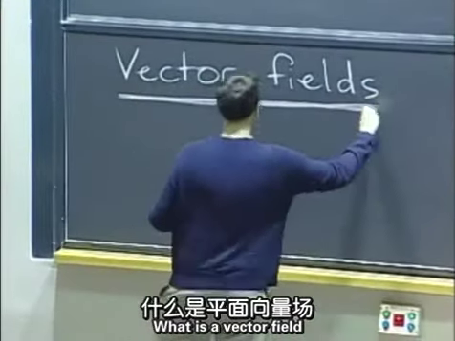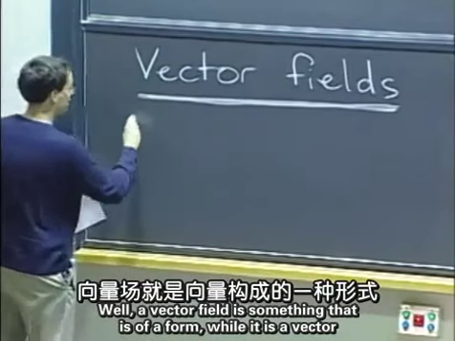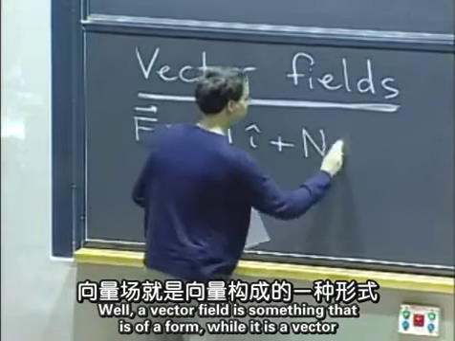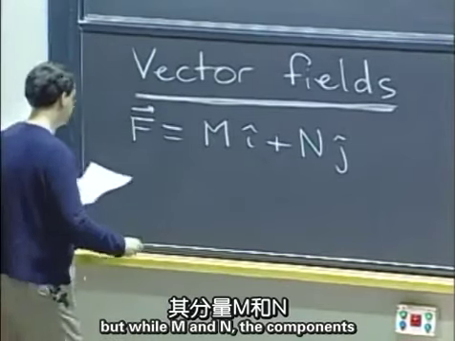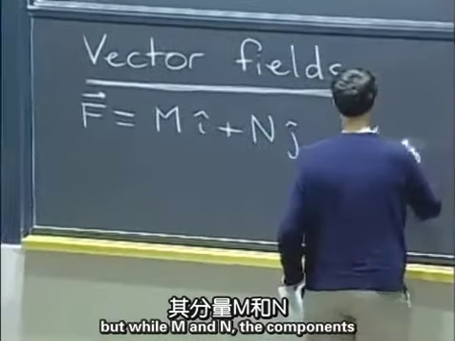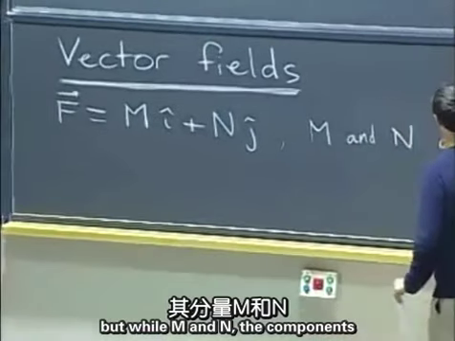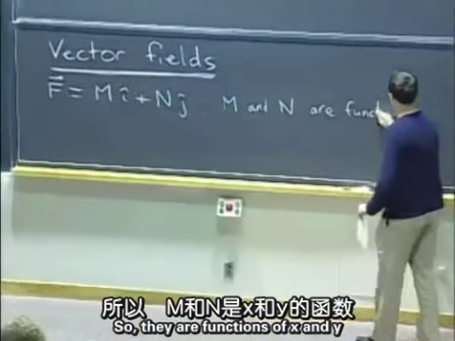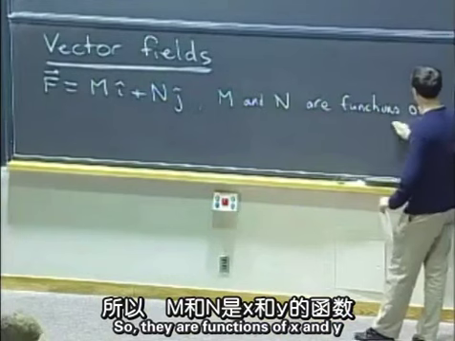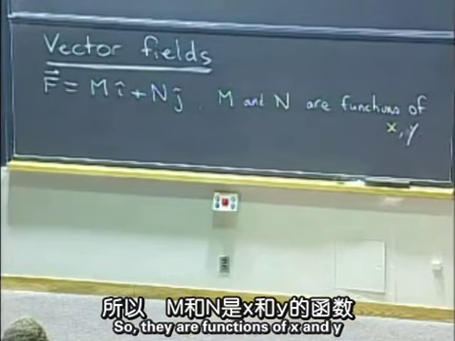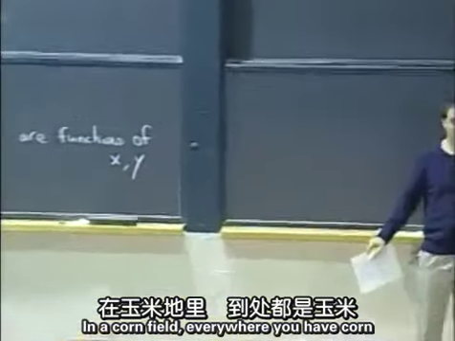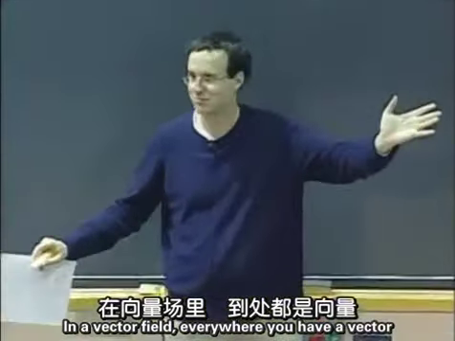So what's a vector field? Well, a vector field is something that's of a form, well, it's a vector, but where m and n, the components, actually depend on x and y, on the point where you are. So they are functions of x and y. So what that means concretely is that at every point in the plane, you have a vector. Okay, so in a corn field, everywhere you have corn. In a vector field, everywhere you have a vector.